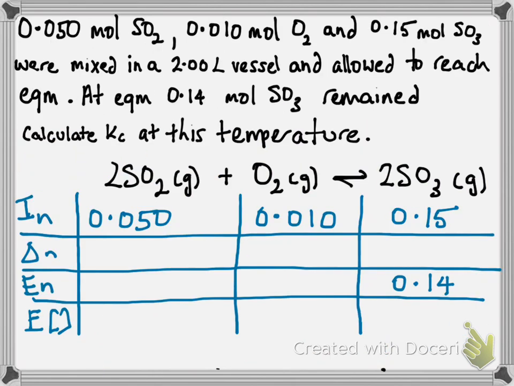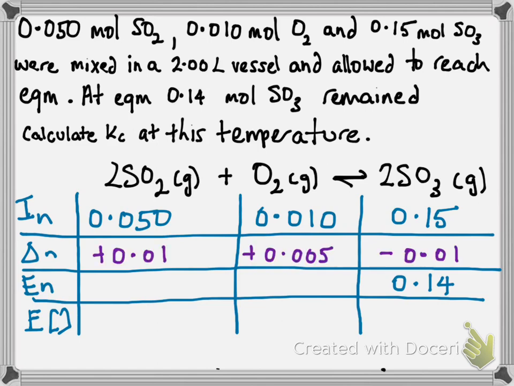Here's another question I want you to pause and write out. I've also written out the equation and the table for you and put the numbers in from the question. So you're told the original number of moles of sulfur dioxide, oxygen and sulfur trioxide. Pay attention to the volume of the container. It says allowed to reach equilibrium, so this will be an ICE table one. At equilibrium, 0.14 moles of sulfur trioxide remained. What I want you to do is to calculate K. Once you've calculated it, please come back and check the answers.